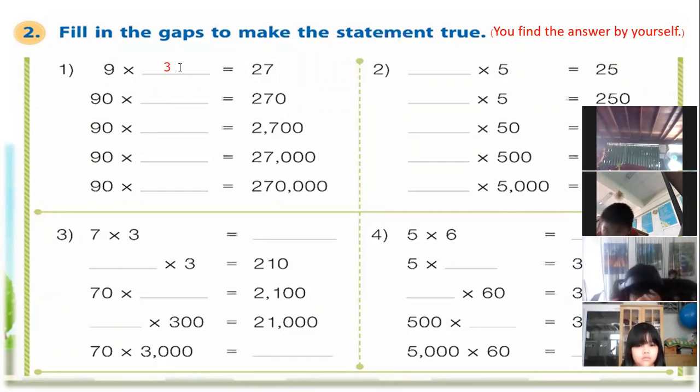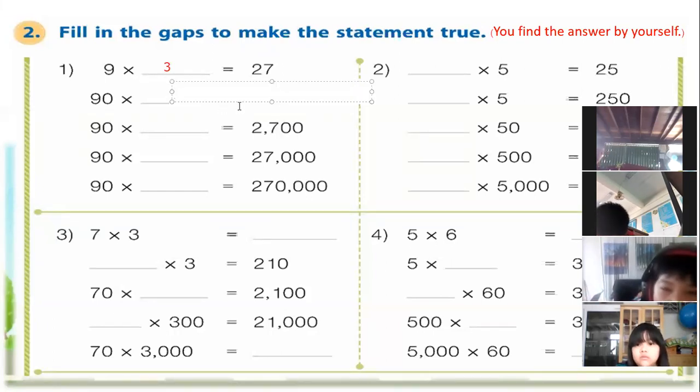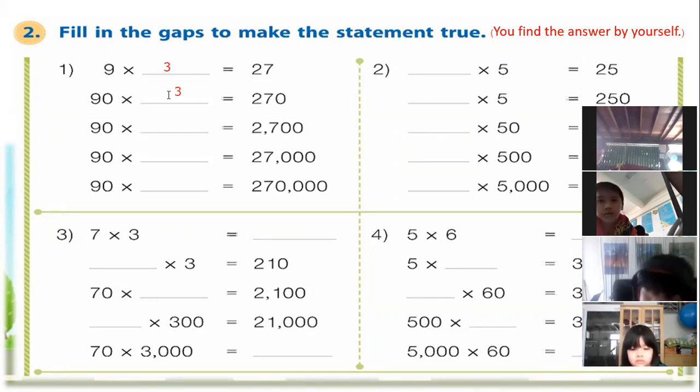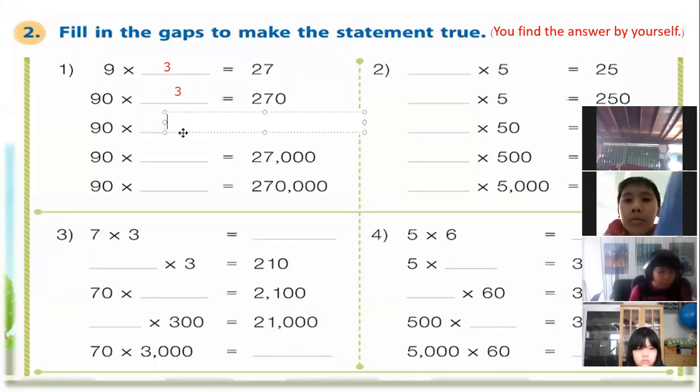99 multiplied by how much? So we have the answer 270. 3. Exactly, 3. That is the correct answer. So 90, 9 tens, multiplied by 3. That means 270.